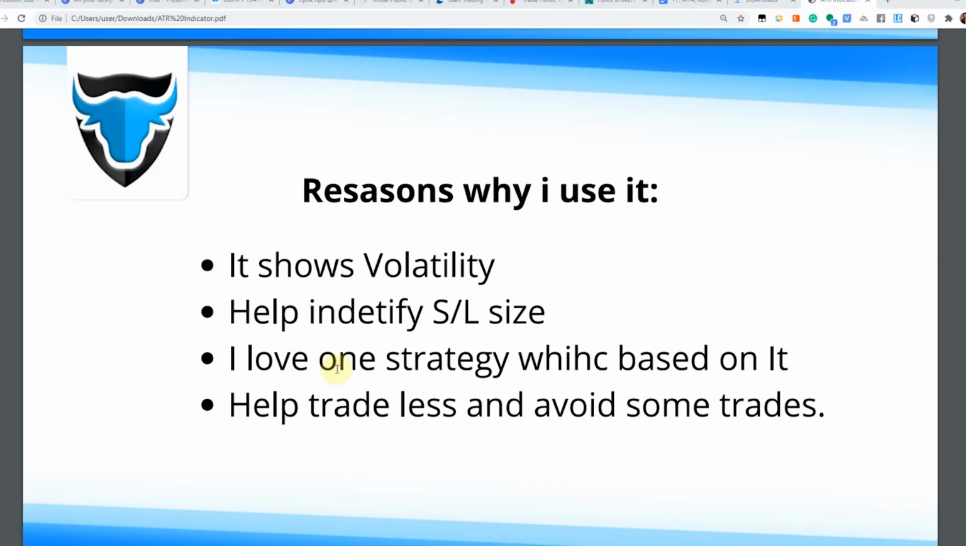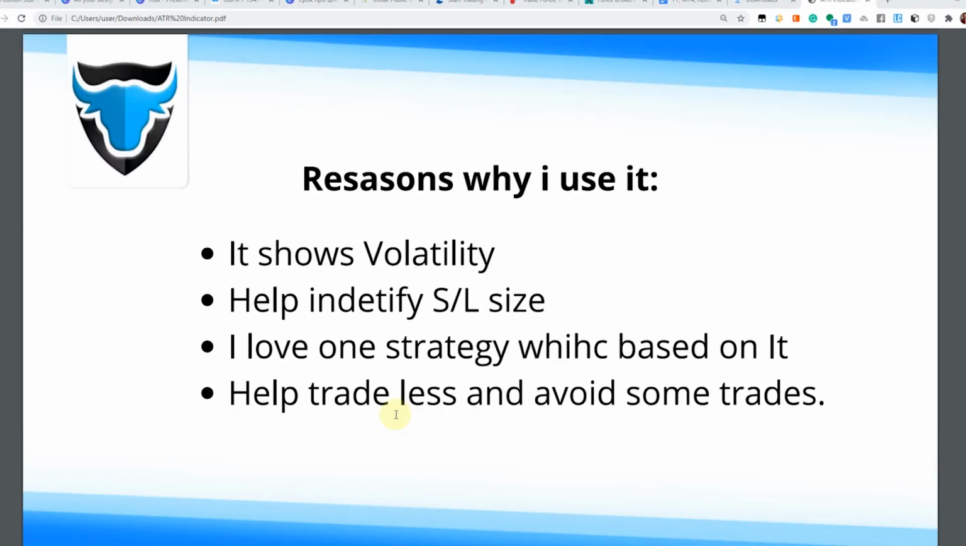Also, it helps me to set stop losses. When I trade a breakout strategy, I set stop losses. I will show an example. I also have one strategy which is based on it, I will show an example, and it helps trade less and avoid some traps. It's the same. How can you benefit using ATR?